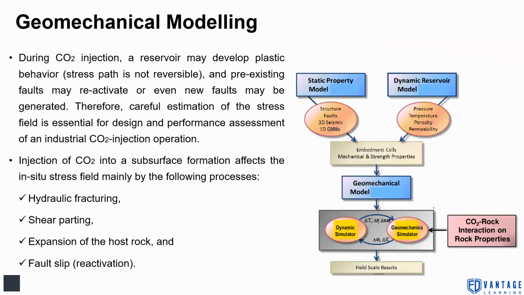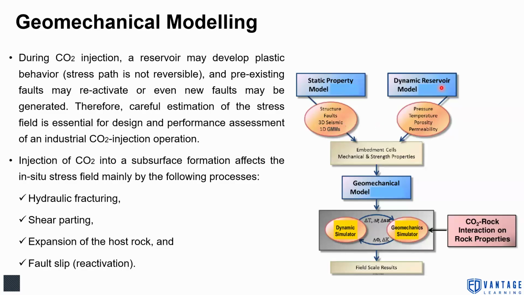So now let's talk about geomechanical modeling, especially in CO2 sequestration. We have already discussed that from the static property model and dynamic reservoir model, from the static model for a subsurface reservoir, we get structure and faults with 3D seismic, and the 1D GMM or geomechanical model. GM is geomechanical model, or MEM, mechanical earth model. So why is it called 1D? It is one dimensional, only with the depth axis.